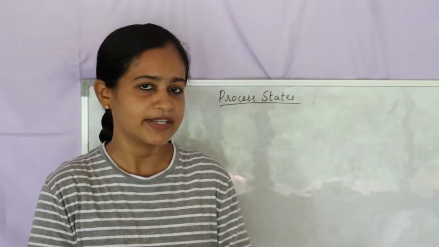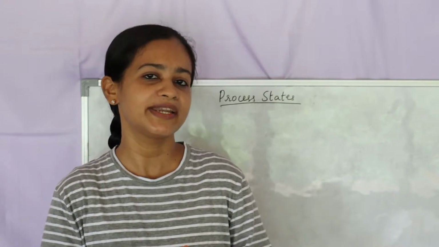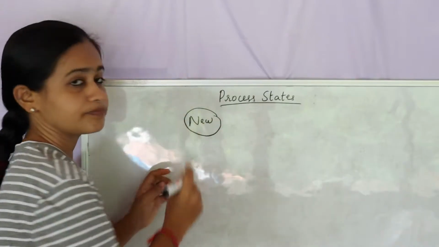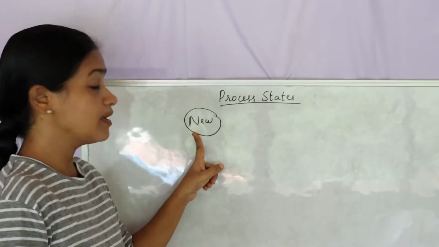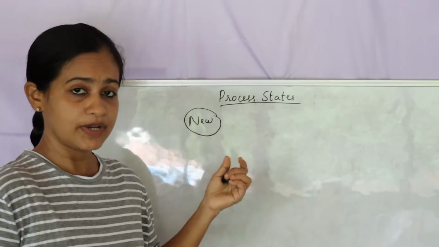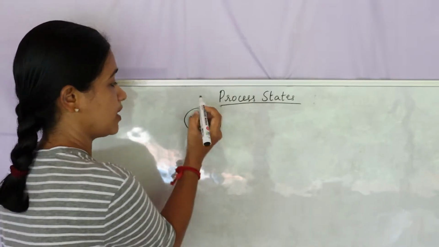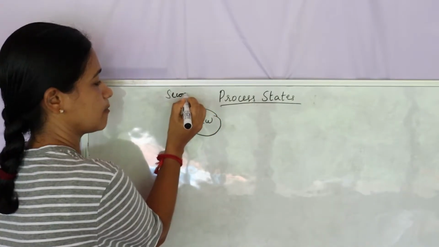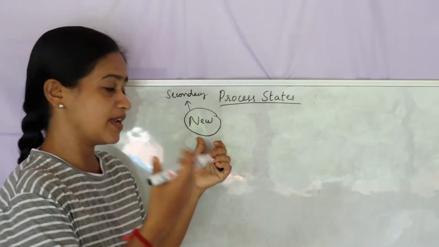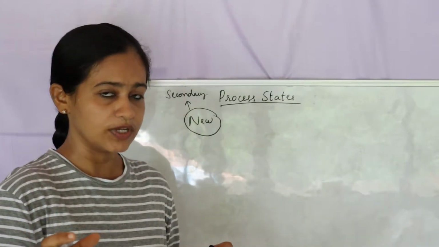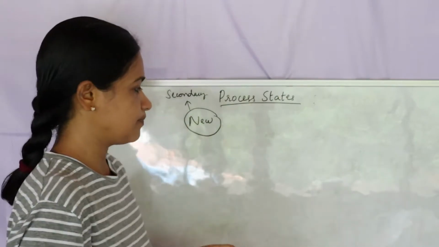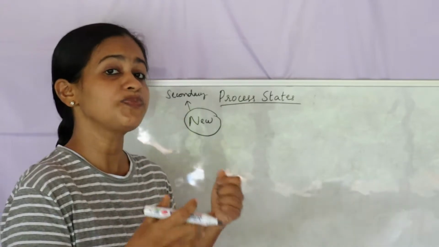When a process is created, it is in new state or created state. At this point of time, process is not present in the main memory. It is in the secondary memory. So once a process is created, it's in new state, a long-term scheduler or a job scheduler picks this process and takes it into main memory. That time the process goes into ready state.